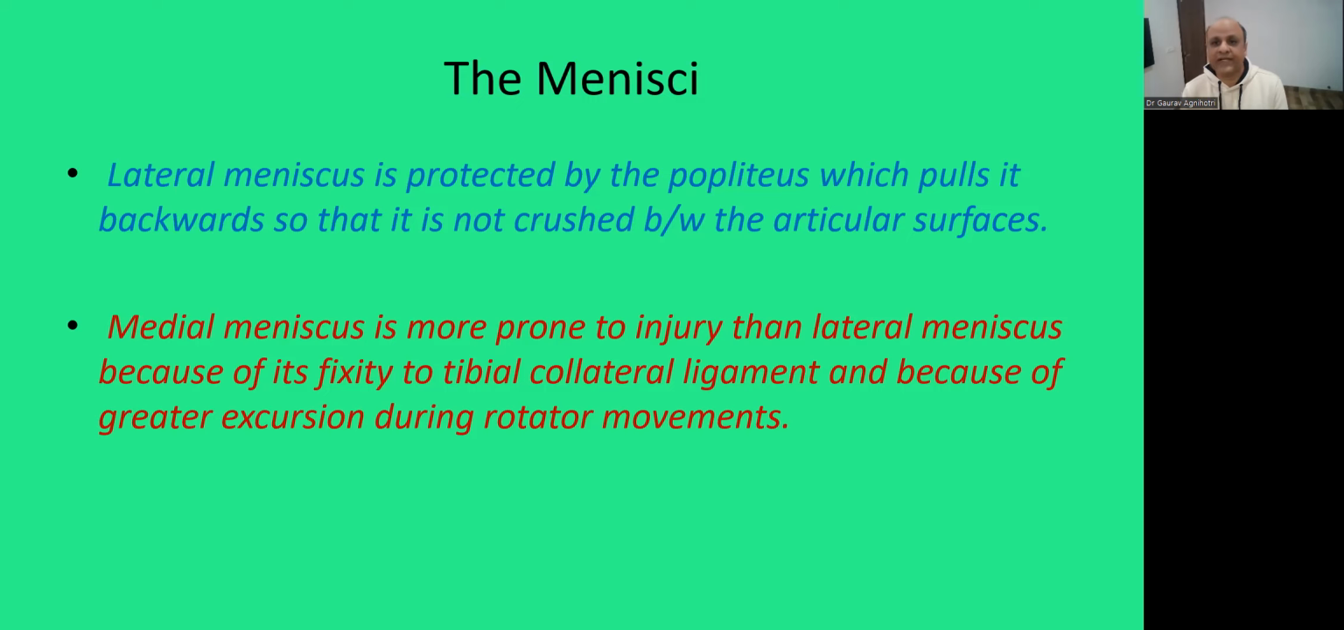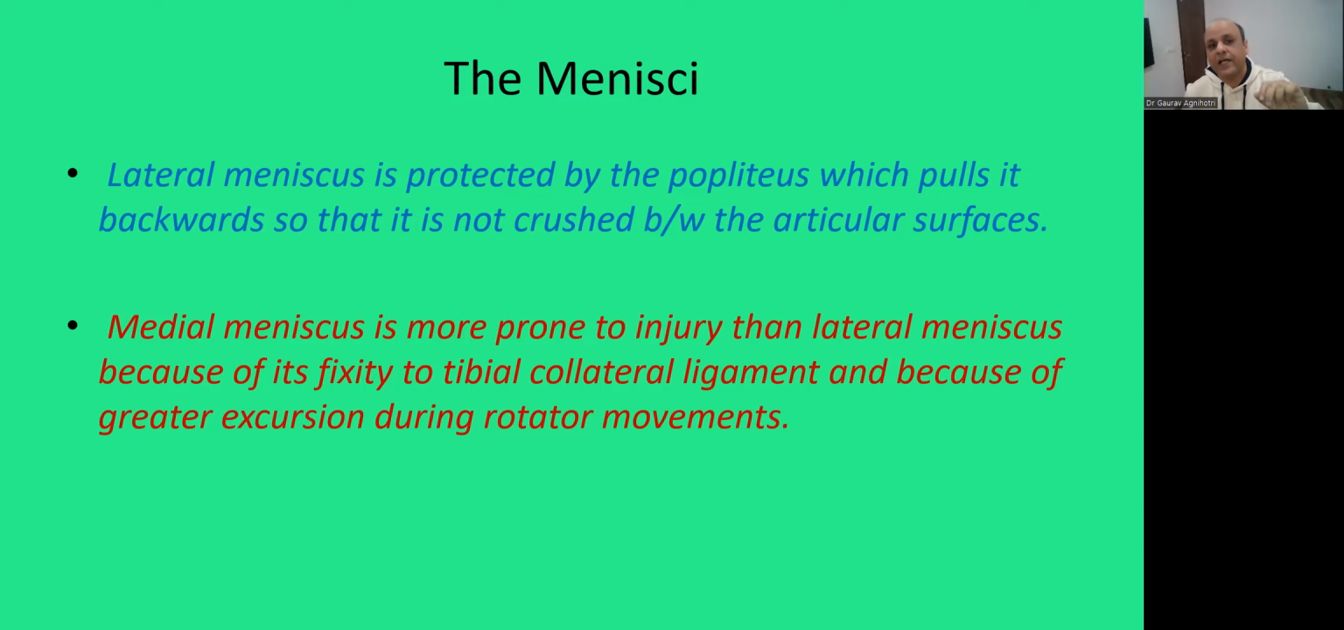The lateral meniscus is protected by the popliteus. Another way to say this is, even God is partial. God has protected the lateral meniscus but not the medial meniscus, because the popliteus muscle is attached to the lateral meniscus. It pulls it away and prevents it from being crushed between the condyles of the tibia and femur. So the lateral meniscus has protection due to its attachment to the popliteus muscle, which pulls it backwards so that it is not crushed between the articular surfaces.